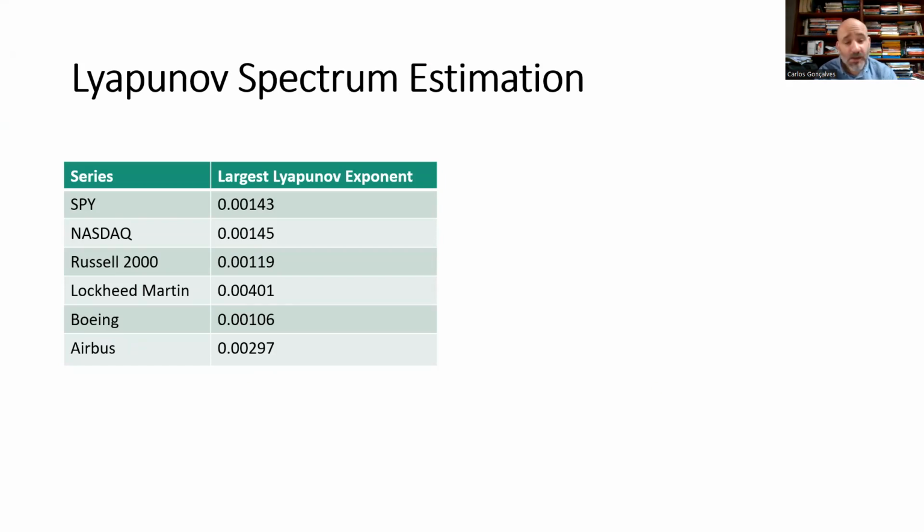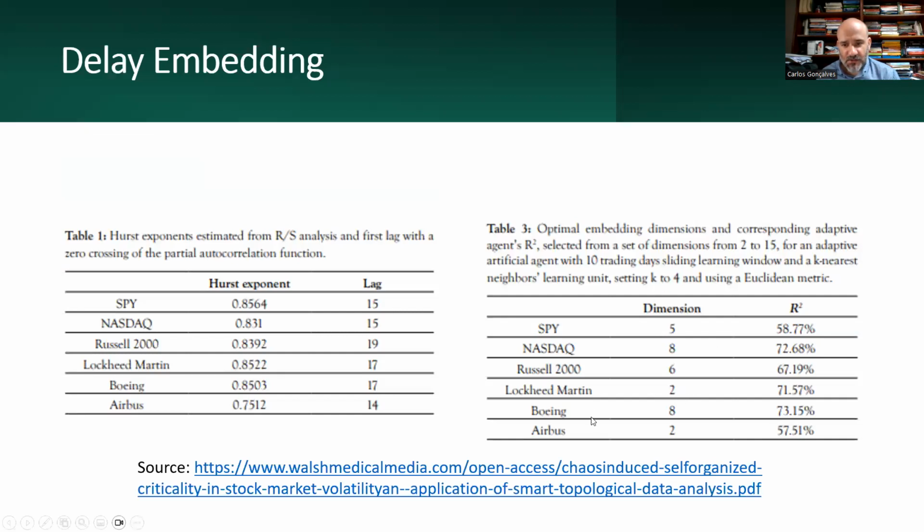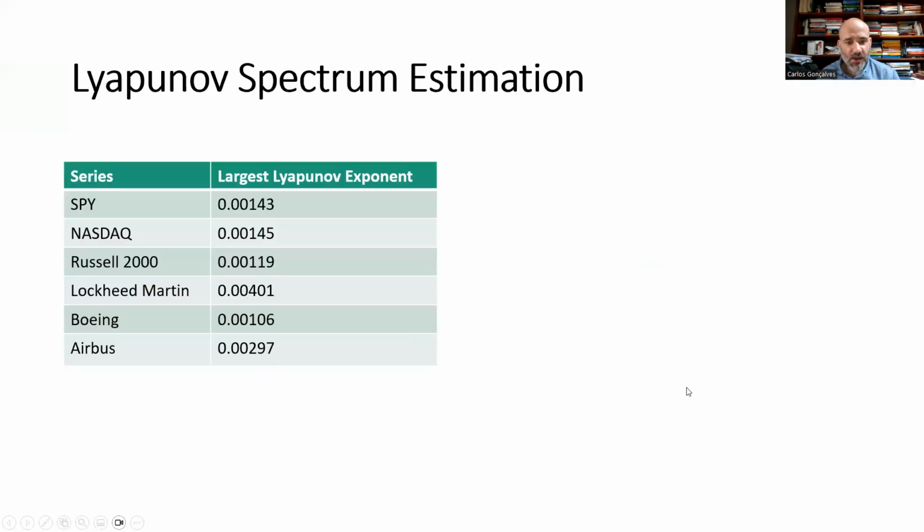The largest Lyapunov exponent is positive for all the series, but low. This lower value can possibly be linked to the noise process, but also to the characteristics of the process. It's a process with long memory and a low largest Lyapunov exponent. This can occur in the case of chaos-induced self-organized criticality. And we have here a diversity of largest Lyapunov exponents, higher for Lockheed and Airbus. The highest Lyapunov exponent is obtained for Lockheed Martin. Actually, Lockheed Martin here has a low dimension and the highest largest Lyapunov exponent.